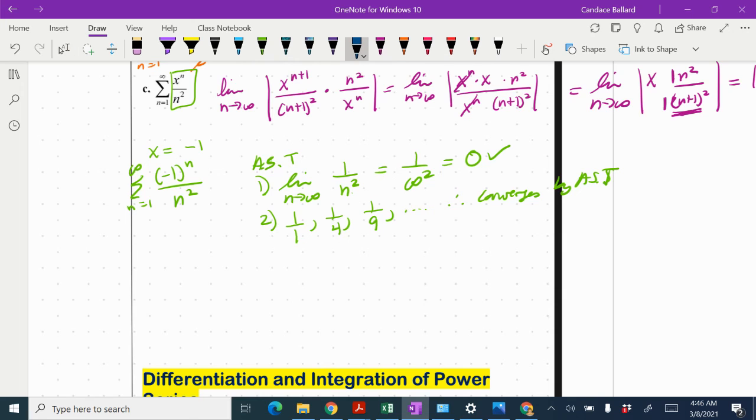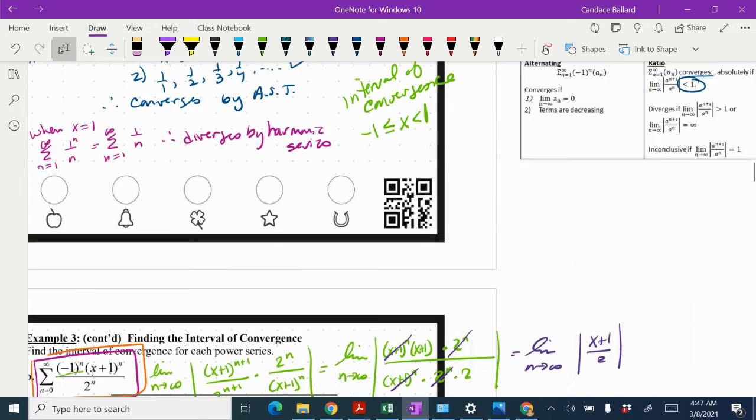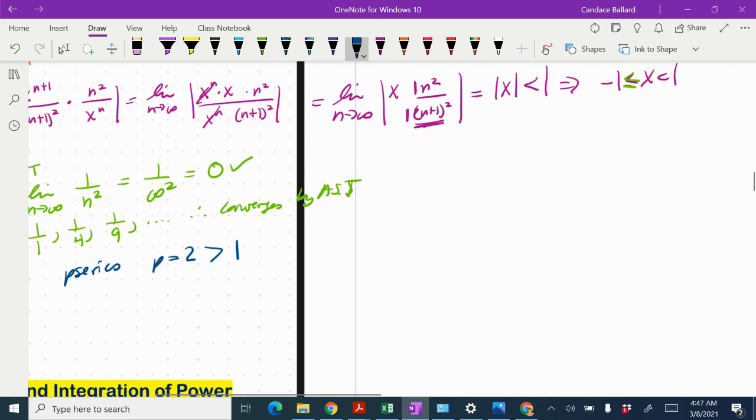And then we're going to look at the other endpoint, the sum as n equals 1 to infinity. So this would be for x equal to 1. So for 1 to the n over n squared, which is really just the same as saying we'd have 1 over n squared, which we know is a p series with p equal to 2. And when p is greater than 1, so if I go back up and look at my chart, when p is greater than 1, it converges. So therefore it converges.